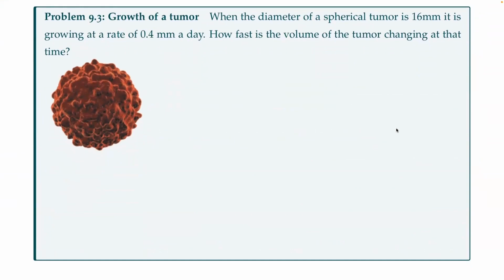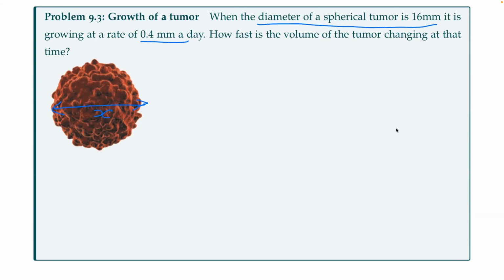So here we've got a tumor, and we're told that when the diameter of this spherical tumor is 16 millimeters, it is growing at a rate of 0.4 millimeters per day. We're asked to find out how fast is the volume changing at that time. Okay. So we need to do a few investigative steps here. This diameter, I'm going to call x, measured in millimeters. What do we know about the volume of a sphere?